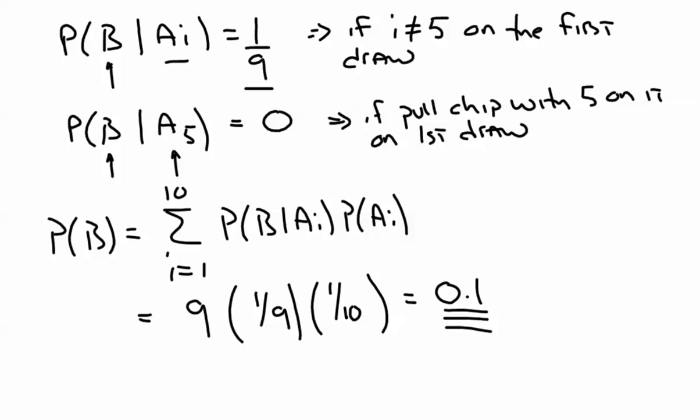This summation, the things we add up in this summation are identical to one another 9 times out of 10. And the one time that it's different, the probability of drawing the chip numbered 5 on the second draw, if the chip was 5 on the first draw, that one's 0. That's why we only add this up 9 times. All righty?